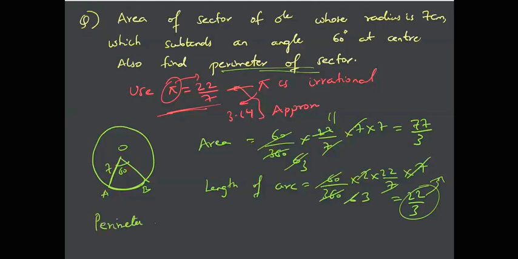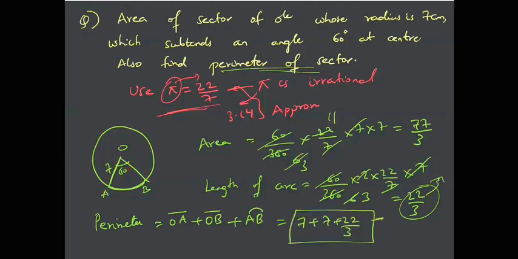So the perimeter is line segment OA plus line segment OB plus arc length AB. So this is 7 plus 7 plus 22 by 3. Okay, so this is the perimeter of the sector, not 22 by 3. 22 by 3 is the length of the arc, which subtends 60 degrees at the center. I think you have copied it down, or I'll give you 10 seconds to copy it down quickly.